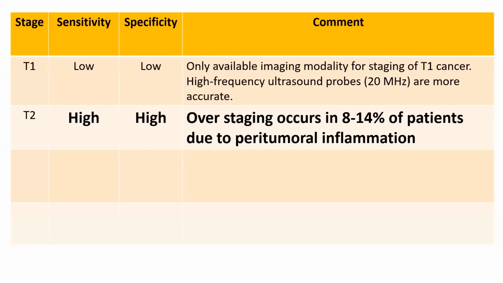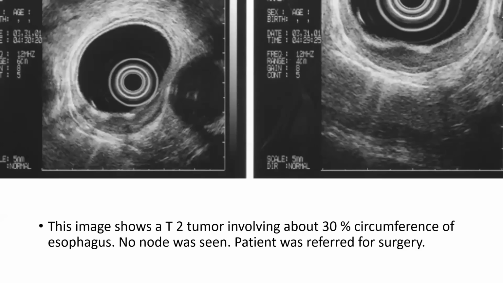But T2, as soon as the tumor becomes T2, the sensitivity and specificity is high, and overstaging may occur. This is an example where the tumor has gone beyond the submucosa, and it is involving around 20 to 30% circumference of the esophagus. There is no node, and this patient was referred for surgery. You can see that at this particular place, there is no submucosa. It is gone, with thinning of submucosa and thickening or irregularity of muscularis propria.